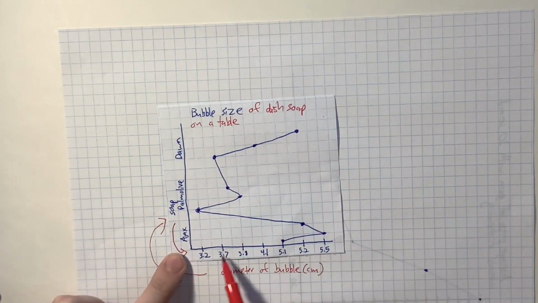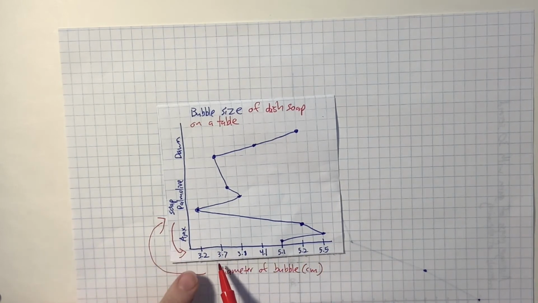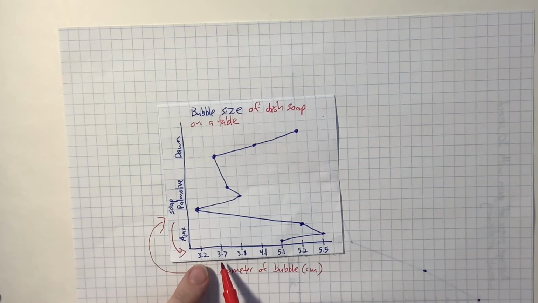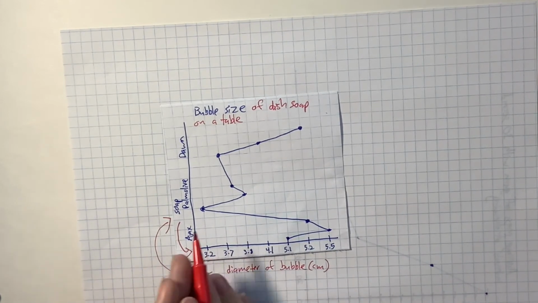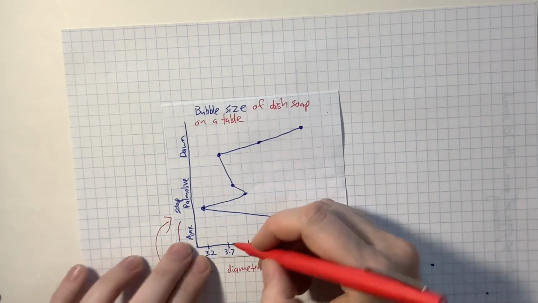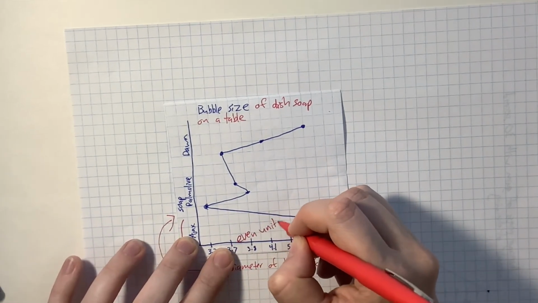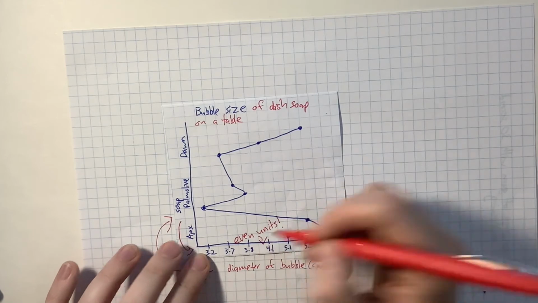Another thing is, this is not evenly spaced out. We have 3.2, 3.7, so there's a 0.5 centimeter difference here, 0.1 here, but it's the same length, so it totally is misleading. So even units. Okay, so this needs to be labeled properly.